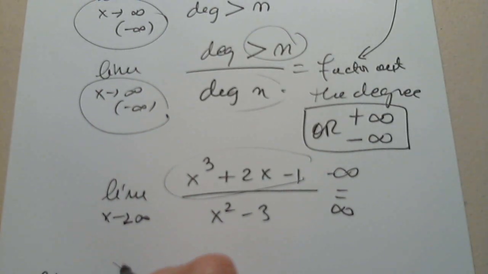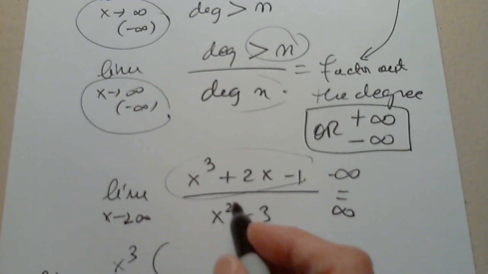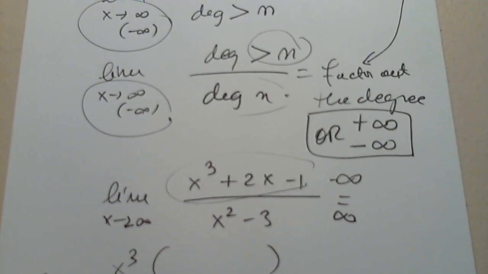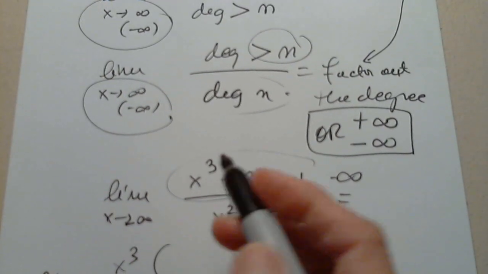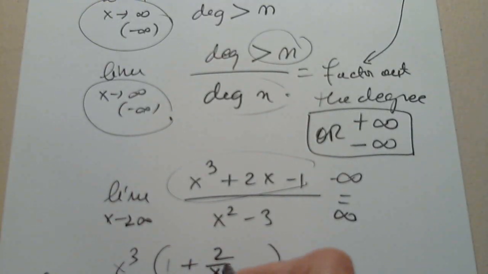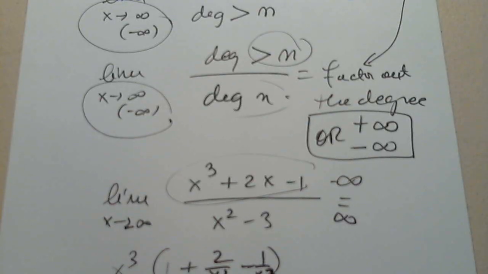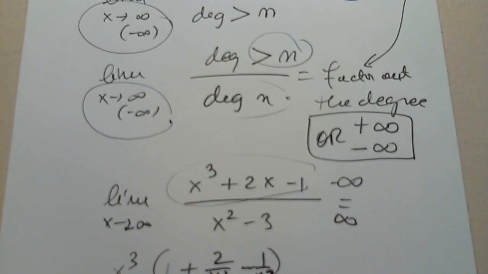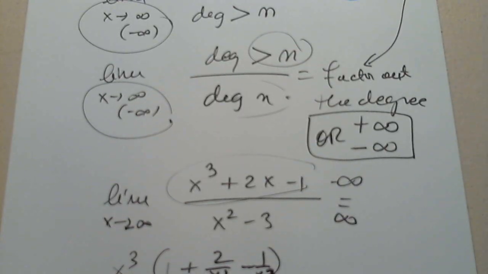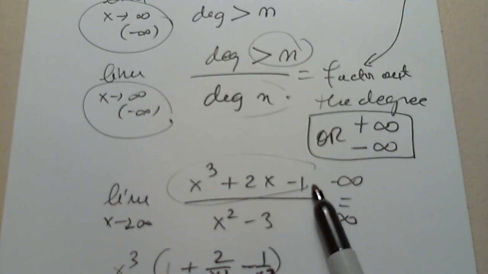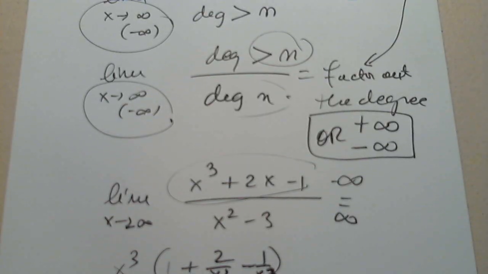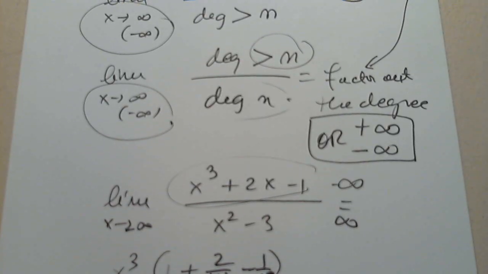So, sorry, I don't mean to skip any steps. The numerator has degree 3. The denominator has degree 2. And as we did before, it's x cubed times 1 plus 2 over x squared minus 1 over x cubed. Let's try. This times this is this. I simplify the x squared with x squared, and I get 2x. Here, I simplify x with x cubed, and I get negative 1. Same thing here, 1 minus 3 over x squared.